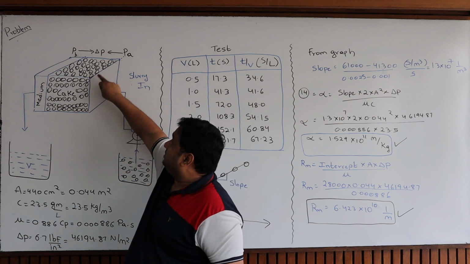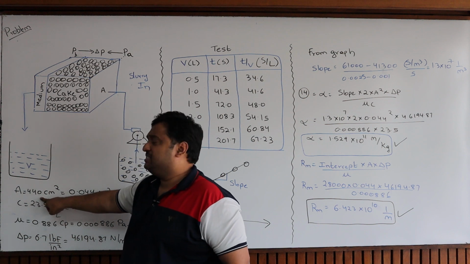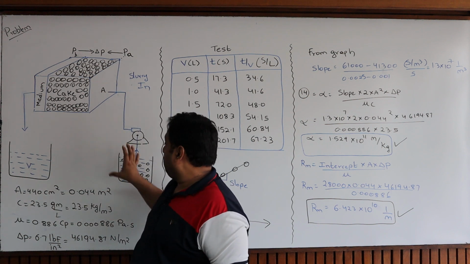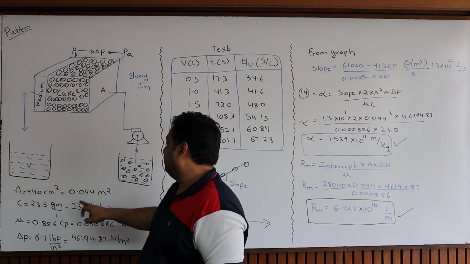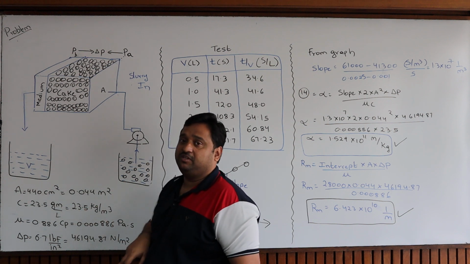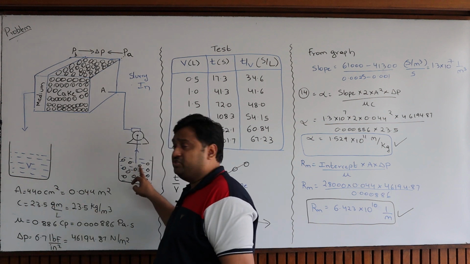Given the area available for the flow or filtration, the area is 440 centimeter square, converted to meter square. The concentration of the slurry which I have to filter is 23.5 kg per meter cube. It is a concentration of calcium carbonate, it could be anything. The viscosity of this solution is given.